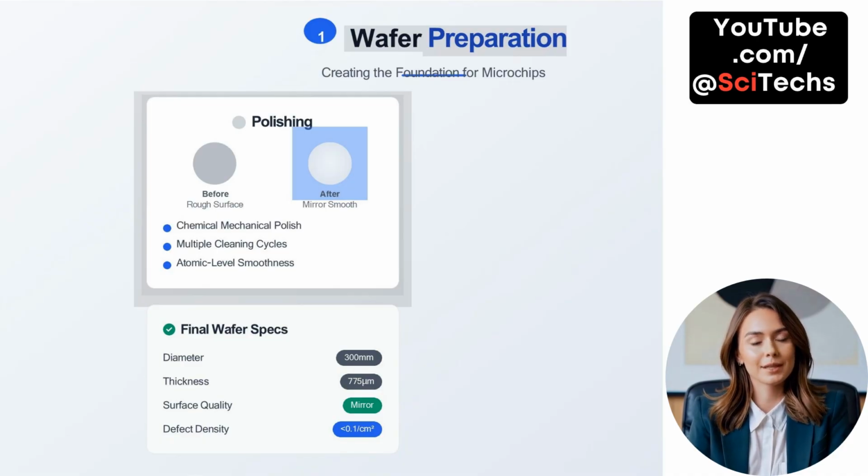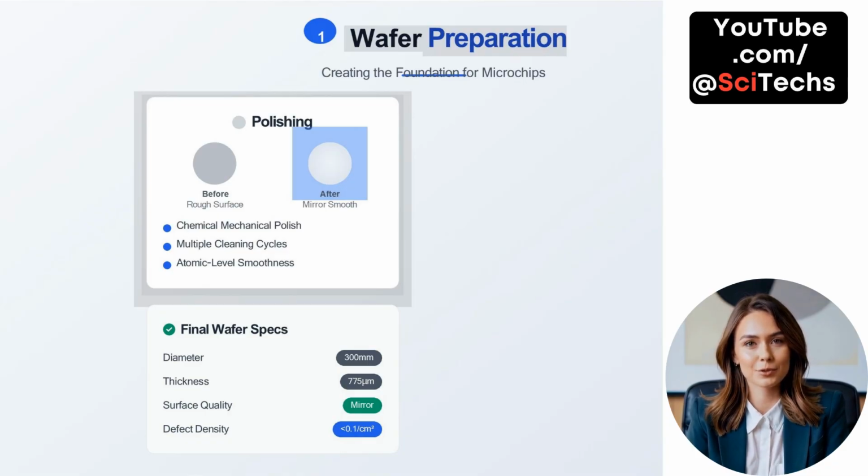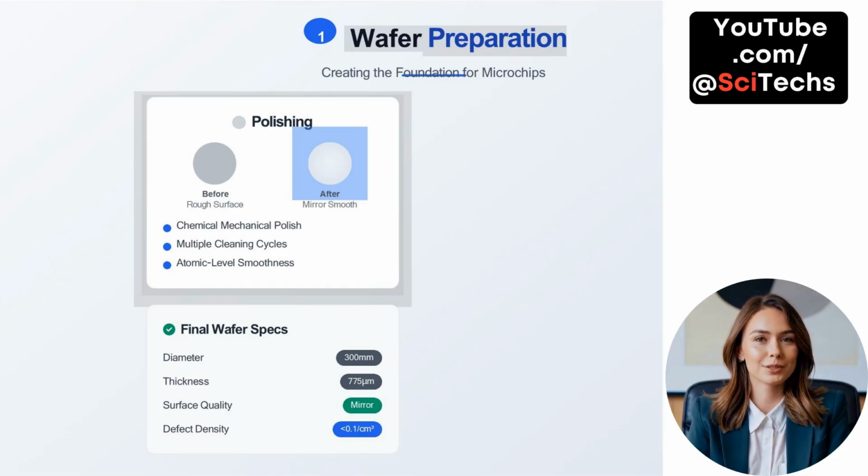Following polishing, the wafers undergo multiple cleaning cycles to eliminate microscopic residues or particles left behind. The result is a surface with atomic-level smoothness, transforming a dull, uneven wafer into a mirror-smooth substrate. This flawless finish is essential for pattern alignment, layer uniformity, and overall device performance.